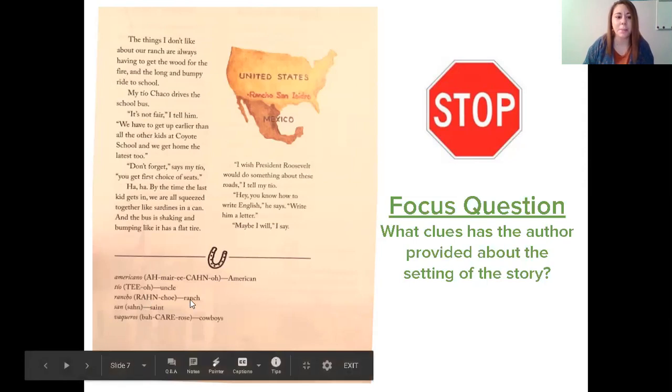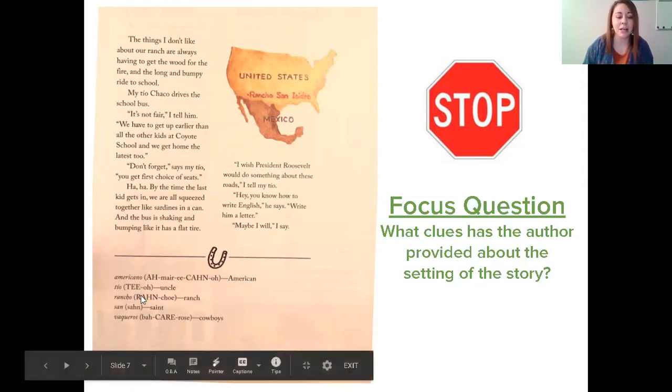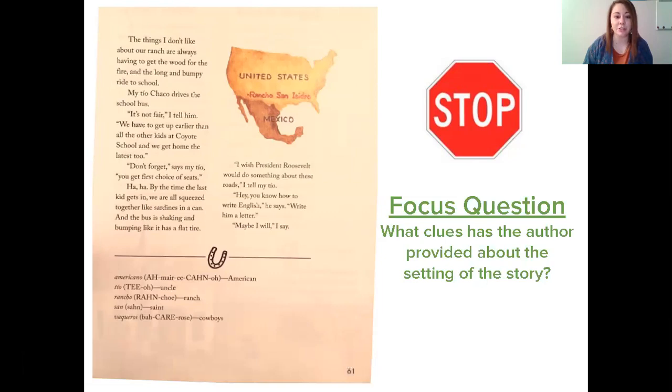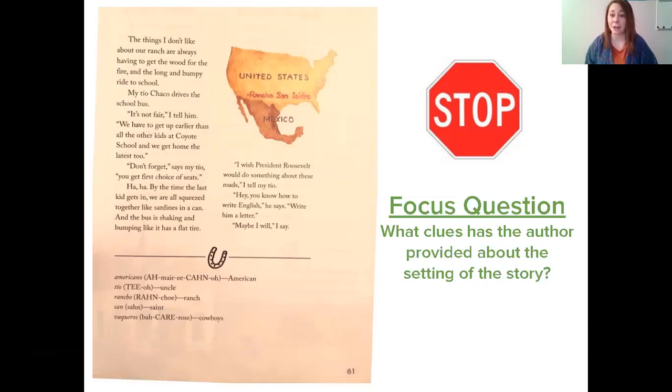And so down here at the bottom, we have pronunciations for our Spanish words. The first one is Americano, which means American. And then we have Tio, and a Tio is an uncle. So we see Tio Chaco, that is our narrator's uncle. Rancho is a ranch. San is saint. And vaqueros means cowboys. So on the last page, our narrator had said, we are a family of vaqueros. That means they're a family of cowboys.